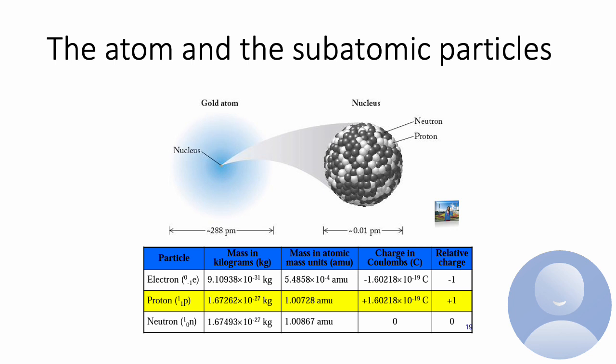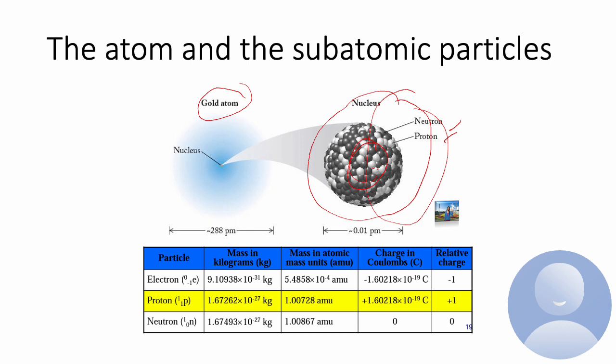If we zoom in on a gold atom, we can observe that protons and neutrons reside within the nucleus at the atom's core. So this is the nucleus, and the electrons encircle the nucleus. They encircle the nucleus in electron clouds or energy levels. Later we will learn about the atomic model.